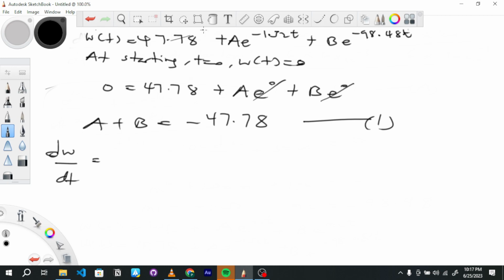This will go to 0. So here I'll be left with negative 1.52a e to the negative 1.52t, plus negative 98.48b e to the negative 98.48t. This might be d omega dt, right?